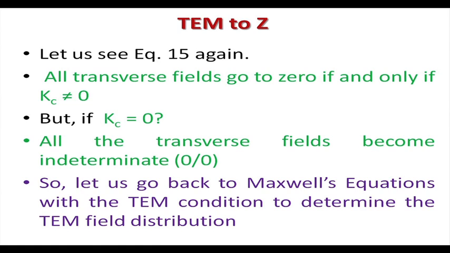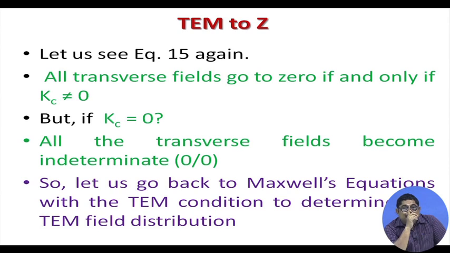So, we will need to go back to Maxwell's equation with this TM condition to determine the TM field distribution. So, this is the first thing you remember in modeling TMZ: do not falter on this, do not say that a ratio, numerator by denominator, is always 0. You have learnt this in your school days, class 6, 7, but we forget many times.